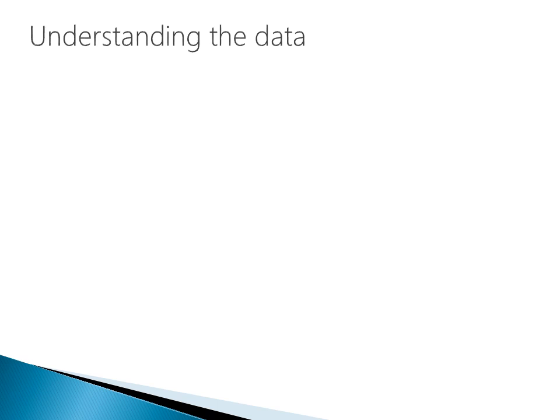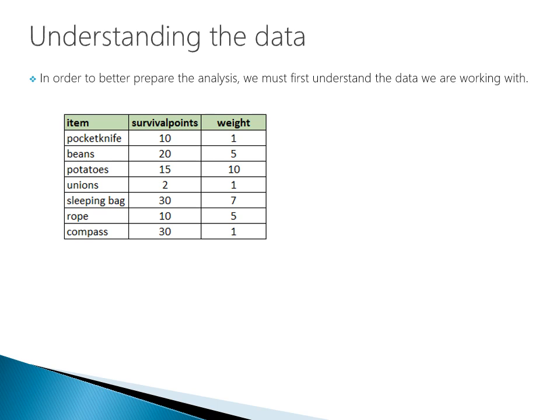As with all of my tutorials, I first like to look at the data. If I'm looking at the data set, we're going to do a very simple example here. I have 3 columns in this case, and a number of rows. I have 7 rows. One column is the item: pocket knife, beans, potatoes. It has its various survival points, and we have a weight assigned to the right-hand side.